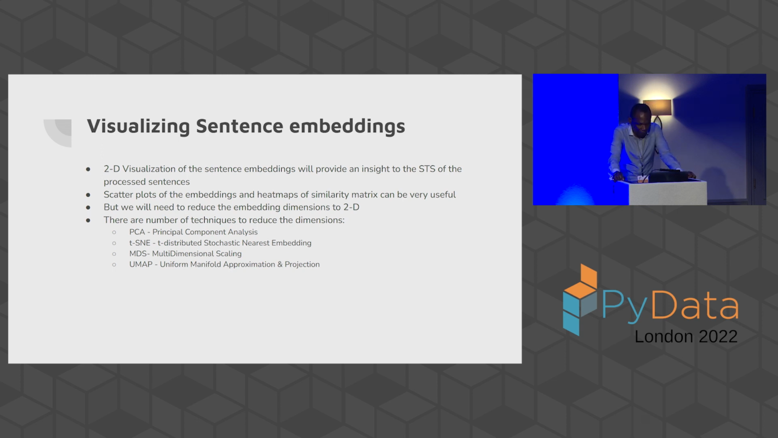What I've done is provide a scatter plot so we can see the embeddings in 2D. I've also provided another plot, a heat map: once you've got these embeddings and use them to compute similarity, you can produce a similarity matrix and then look at that as a heat map. These are the things I've done to analyze my results.